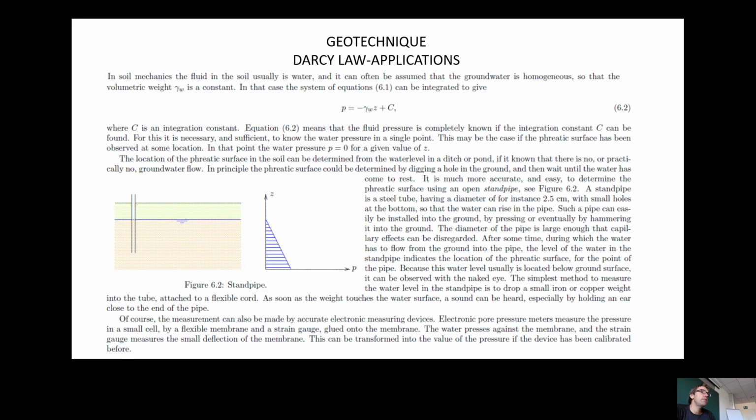It is important to consider that we can have the same consideration if we put, you can see here, a tube inside the soil, and we can define the level of the phreatic line with what we call a standpipe. You can see here the standpipe. That is a steel tube having a diameter, for example, of 2.5 centimeters with small holes in the bottom, so that the water can rise inside the pipe. Such a pipe can easily be installed into the ground by pressing on it or eventually by hammering it into the ground.